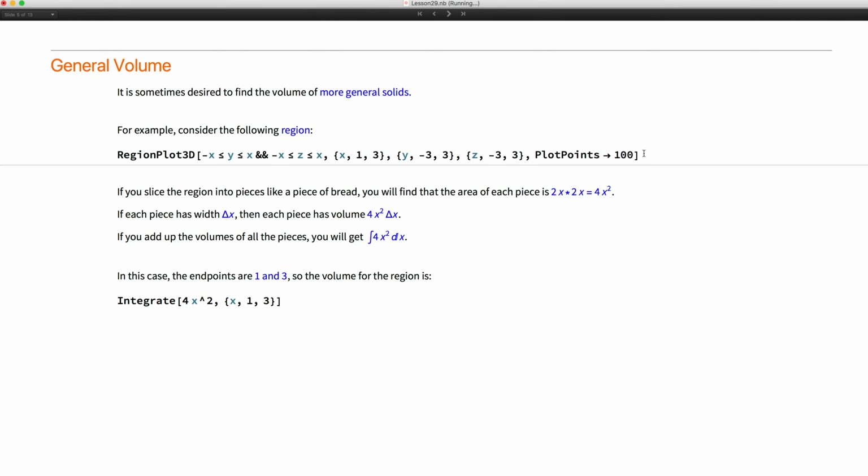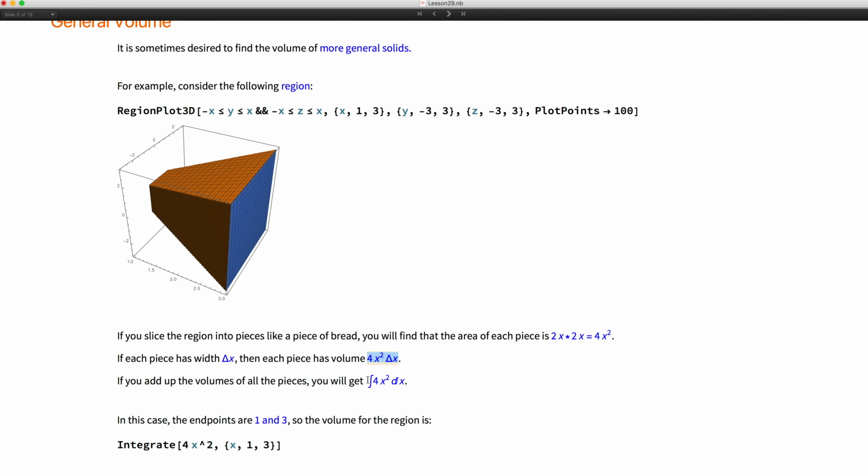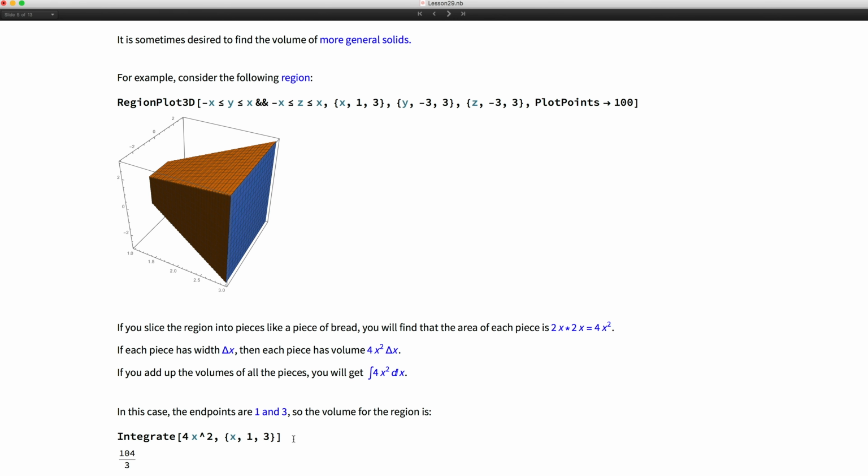So here's an example. You have a three-dimensional region, and if you look at this region, you think of it as being composed of square cross sections. So if you were to slice the region, you would see that the area of each piece is 4x squared, because you have squares with lengths and widths of 2x. So the volume of each piece would be 4x squared times delta x, and then you can add them all up, so to speak, and get the total volume to be the integral of 4x squared dx between the right limits. So for example, if you want to find limits as 1 and 3, then the volume is 104 over 3.